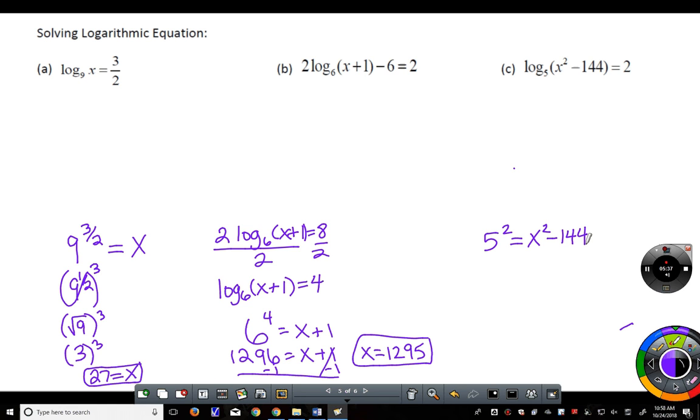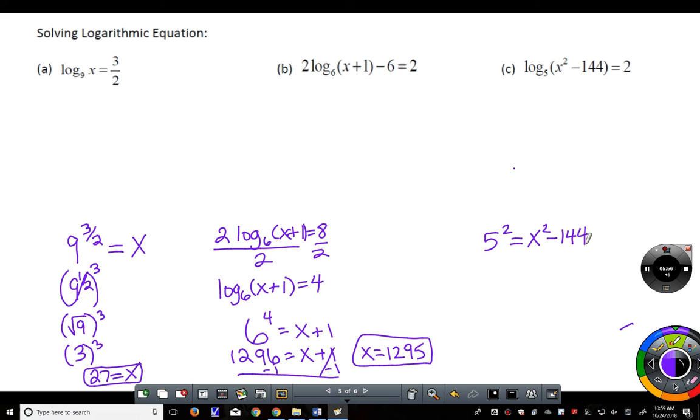Right, so base was 5. The base of the log is still the base. The answer to the log equation, so the thing that was opposite of the logarithm on the other side of the equation, is your exponent, and the stuff inside of the logarithmic expression goes on the other side of the equation. Okay.